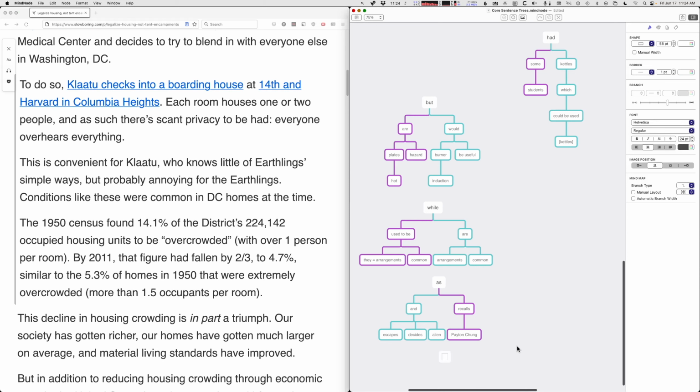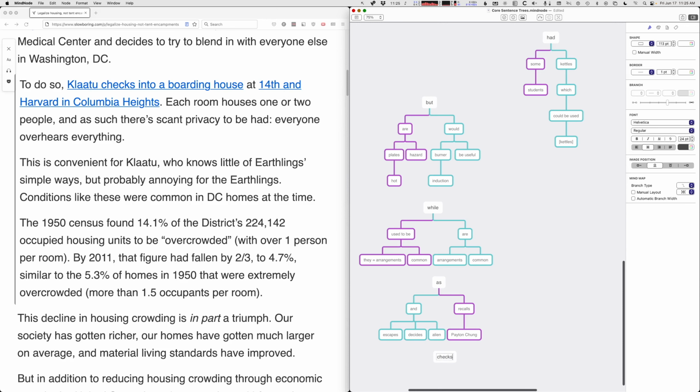Okay, let's keep going and do a few more. We now have a different author writing because it's a quote. So we'll see if the style is different. We'll try this. I'll do one more paragraph probably. So Klaatu checks into a boarding house at. So at, it's just a preposition, a modifier. It's telling us where the checking in is taking place.